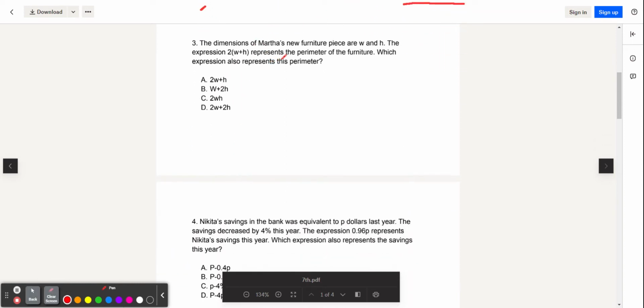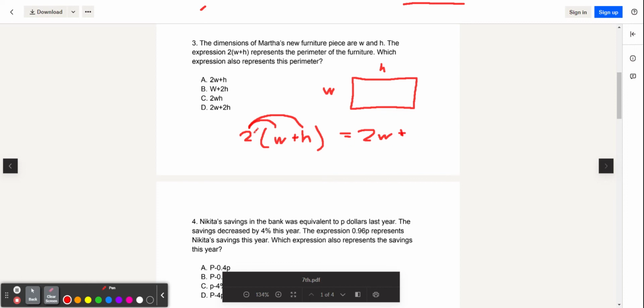Now, the dimensions of Martha's new furniture piece are W and H, kind of like a rectangle. The expression 2 times the quantity W plus H represents the perimeter of the furniture. Which expression also represents this perimeter? Now, here we use the distributive property to distribute this 2 to the terms inside. Basically, 2 times W is 2W, and 2 times H is 2H. So, the answer is D.